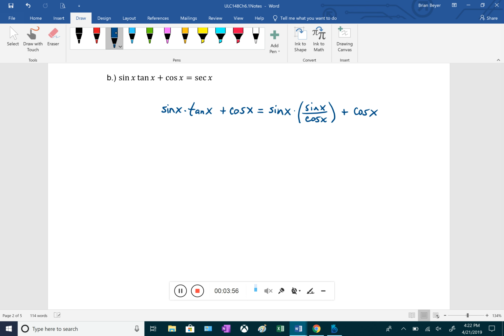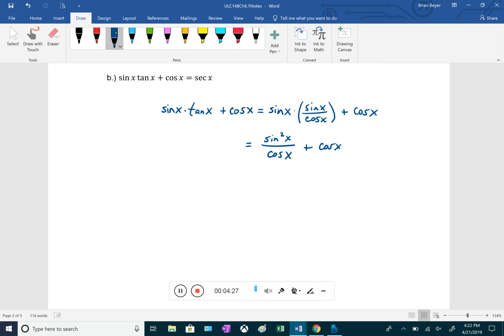Okay, and now what we can do is multiply sine of x times sine of x, which is sine squared x. So sine times sine, sine squared. All of that plus cosine x. And now it doesn't look like this helped us very much, but it did. We're trying to make this look like secant. So we started with two terms, right? Separated by addition. We want this to equal one term.